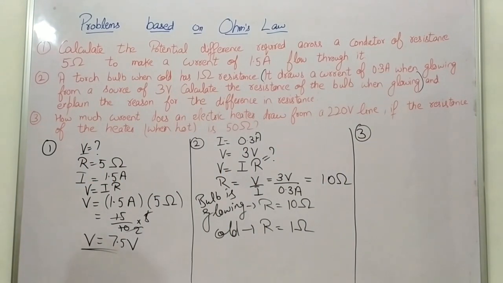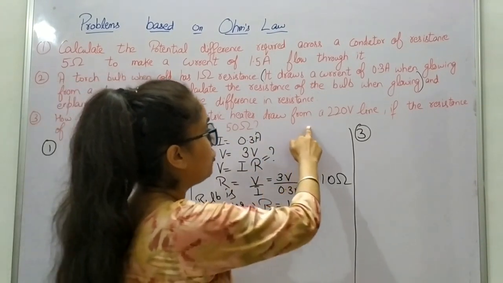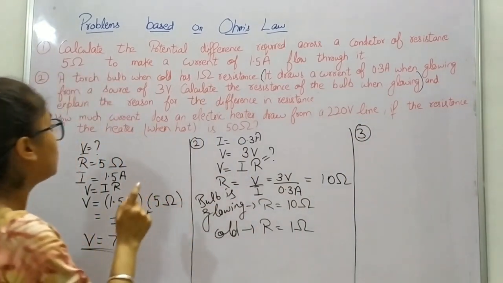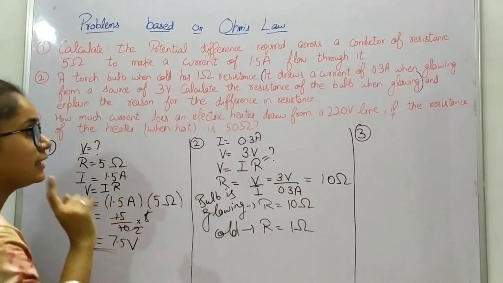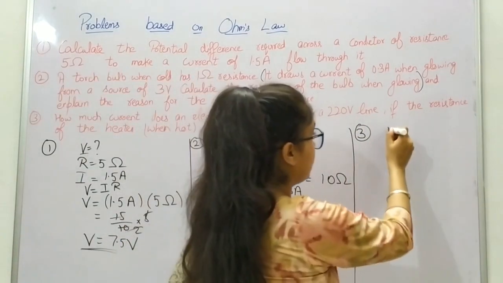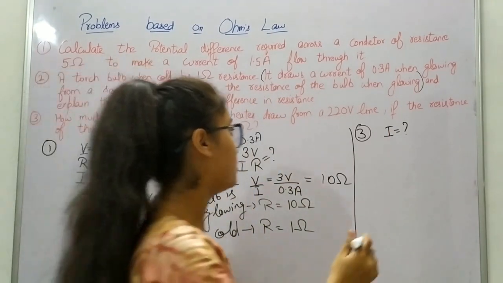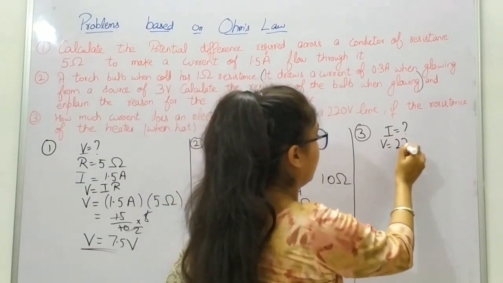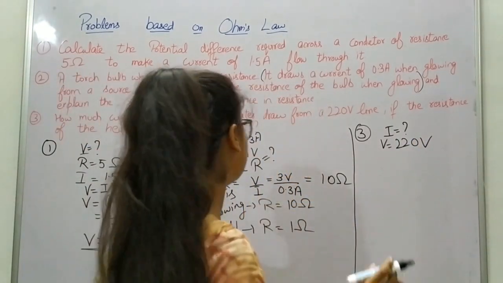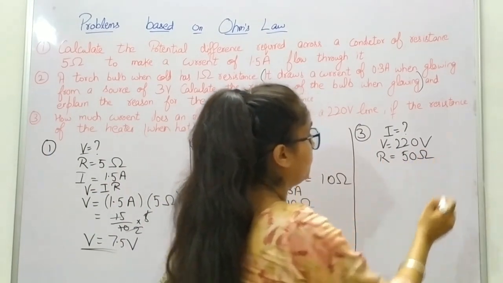In the third problem, they have asked: how much current does an electric heater draw from a 220 volt line if the resistance of the heater when hot is 50 ohm? That means here we are required to find current. We are provided with voltage, that is 220 volt, and with the resistance when the heater is hot as 50 ohm.